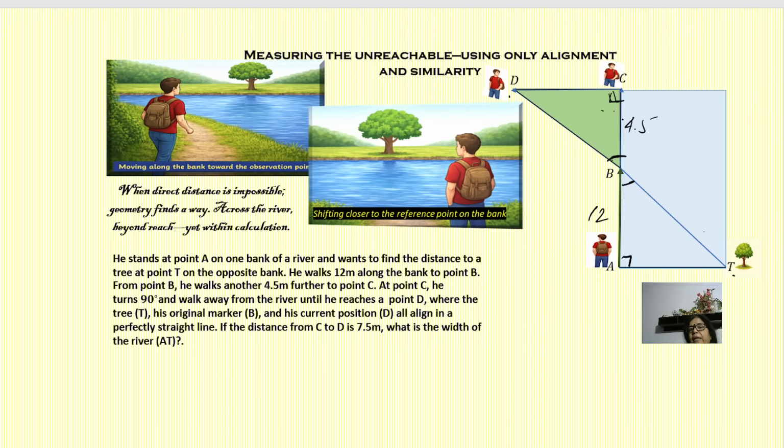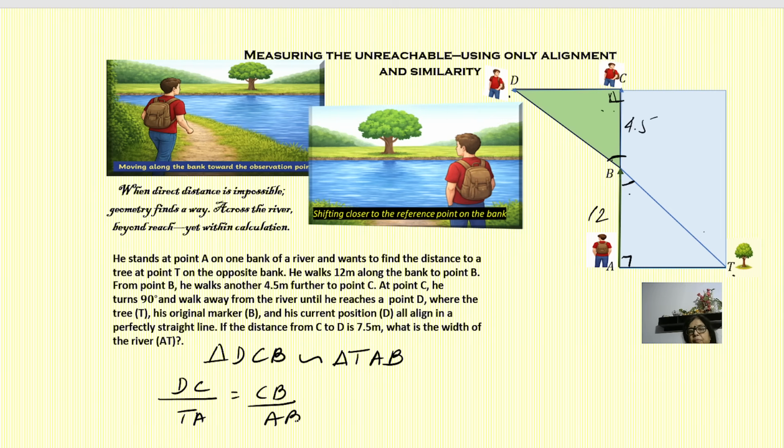And this angle is 90, this angle is 90. So we get triangle DCB similar to triangle TAB, because we have angle C equal to angle A, 90 degrees, and these form a pair of vertically opposite angles. So now we can write the proportionality relation of the sides. DC by TA is equal to CB by AB is equal to DB by TB.